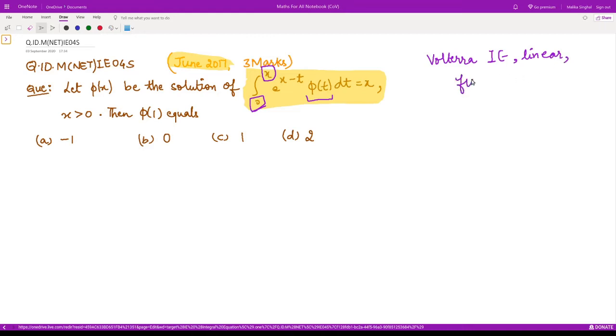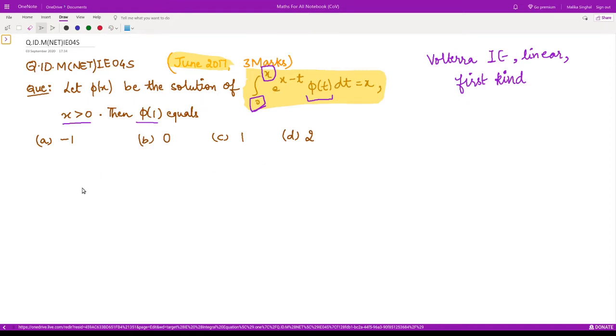Why is it of first kind? Because on the right hand side we do not have any term containing phi, right? Where x is greater than 0, they are asking phi of 1 is equal to which of these. So let us see how we can solve this equation.